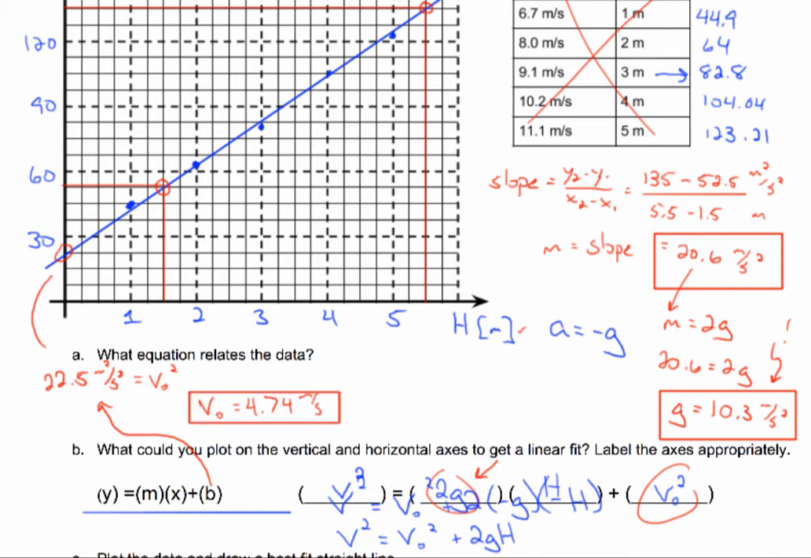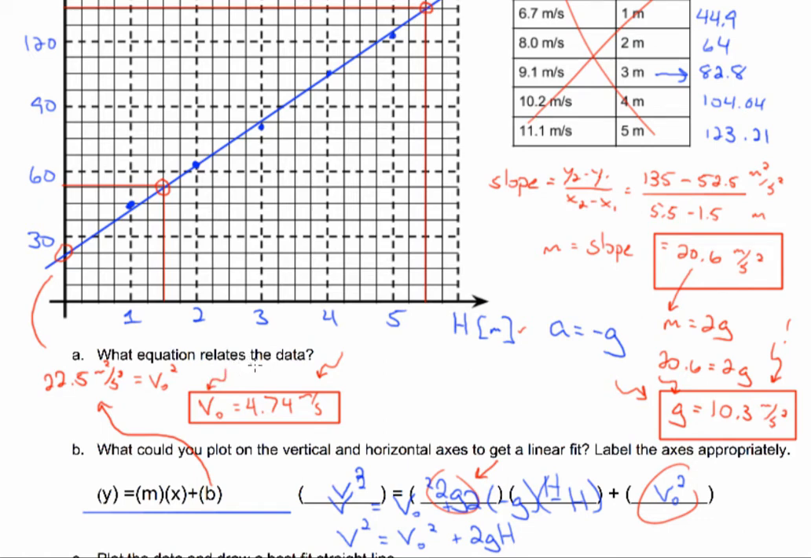That was the goal, to use your slope and y-intercept. Sometimes it'll just be the slope. Sometimes it'll just be the y-intercept. Sometimes a problem will ask you both, and you'll need to deal with both of these. But the idea is to use the slope and the y-intercept to gather some experimental value for some constants in the problem. Those constants in this case were the acceleration due to gravity and the initial speed you threw the object.